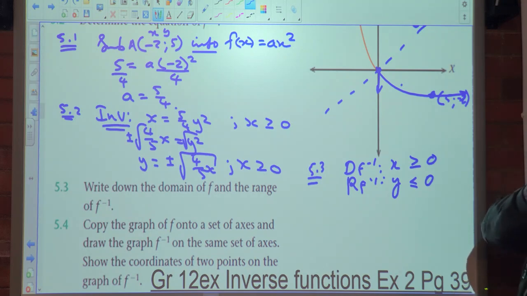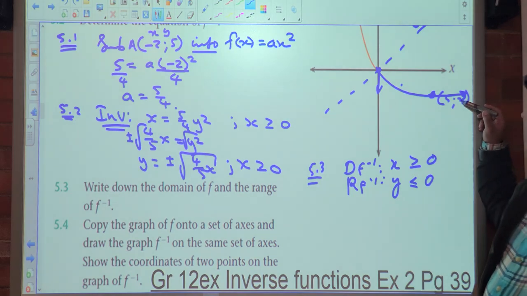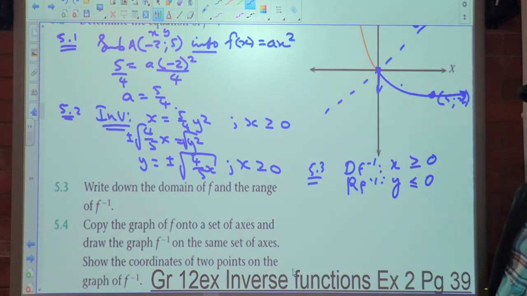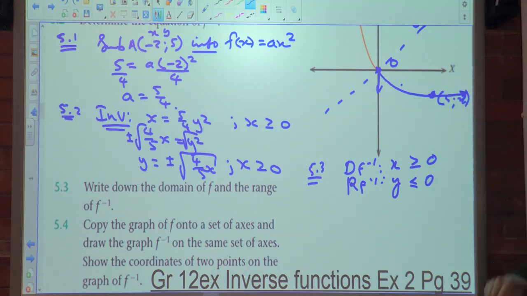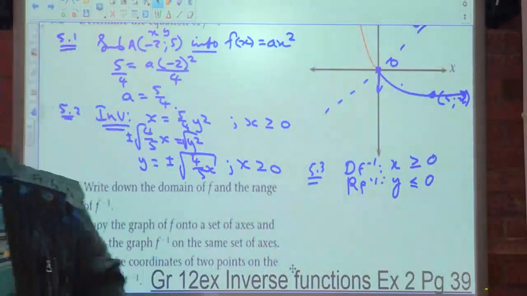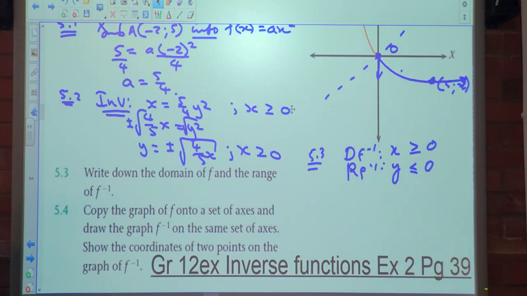5.4. Copy the graph of f onto a set of axes and draw the graph of the inverse function, which is this one here, on the same set of axes. Show the coordinates of 2 points on the graph of it. So there I got 0, which is the one, and 5 and negative 2 is the other point. Okay. But what do you notice? I find it easier to use it like this, to read it off from the graph. Instead of remembering all the theory, just use the graphs, it's easier for us. Okay. But if you're that kind of girl that wants to know all the theory, so be it. Okay.